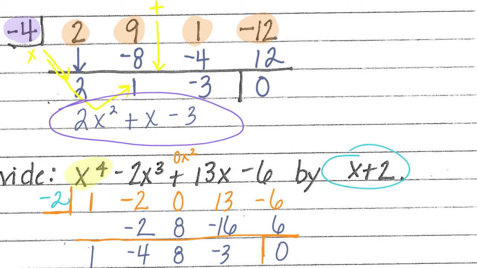So, since this one started on an x to the 4th right here, I'm going to start the answer 1x cubed, oops, I need a pen, x cubed minus 4x squared plus 8x minus 3, and there's no remainder. Now, hopefully you know how to deal with that remainder, but in this case there is no remainder. Great job.